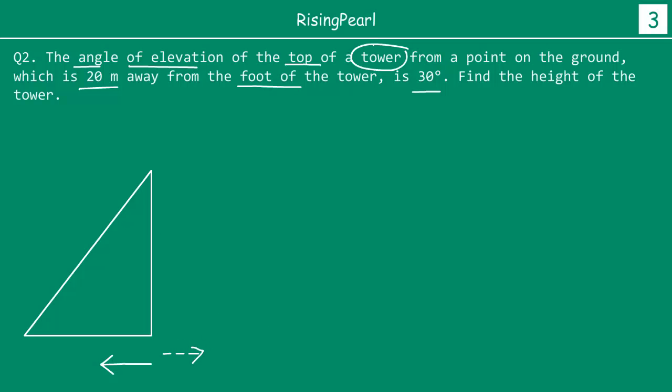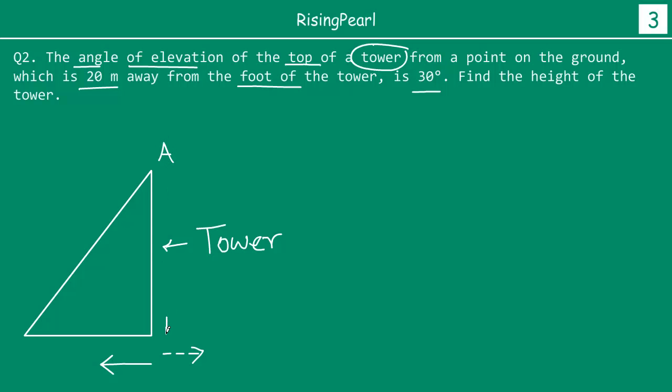So it does not really matter which way you are walking, as long as you're walking away from the base of the tower, or the foot of the tower. That is what is important. So this is our tower, and this is the foot of the tower. Let's quickly first name the tower AB.